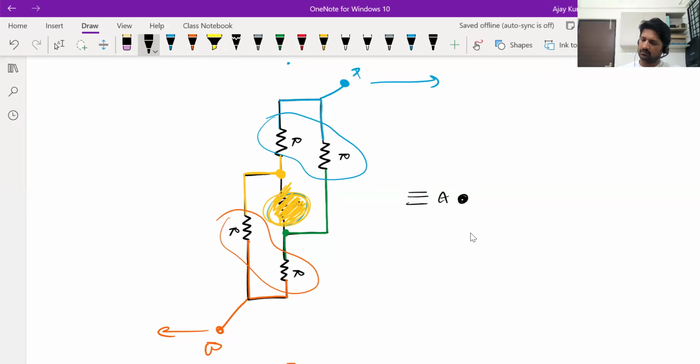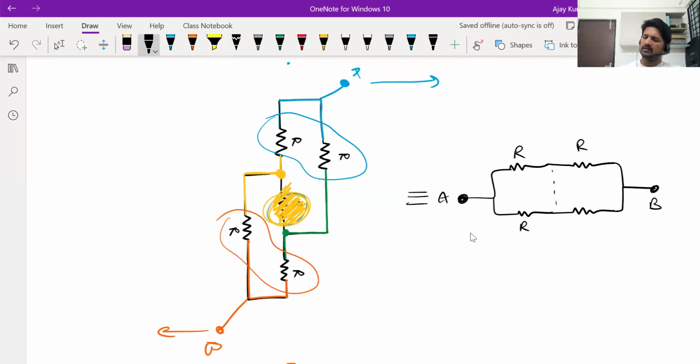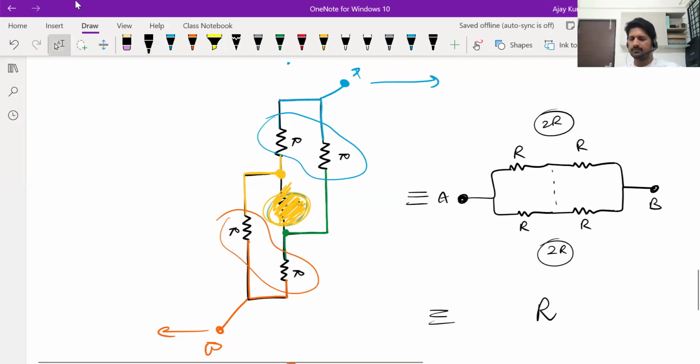From A, there are two resistors R and R. The middle resistor was ignored, and continuing, there are two more resistors R and R connected to B. That's all. R and R in series becomes 2R. Again, on the lower side also, R and R in series becomes 2R. 2R in parallel becomes R. Okay, that's the effective resistance of this network of resistors.